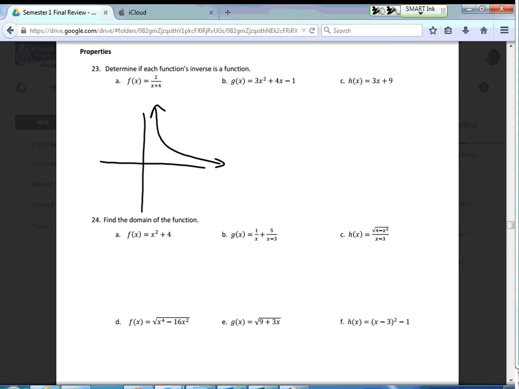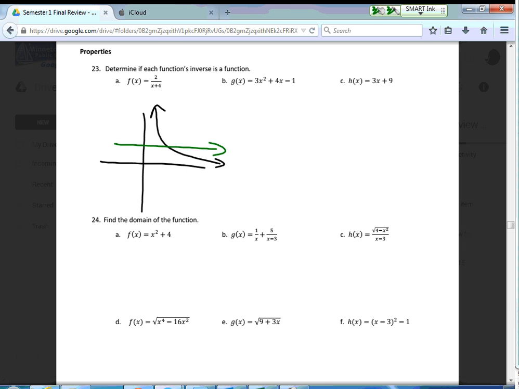Yes, that graph passes the vertical line test. This means that if I draw a line like this and move that line, it'll only touch once. So yes, that passes the vertical line test. Then does it pass the horizontal line test?